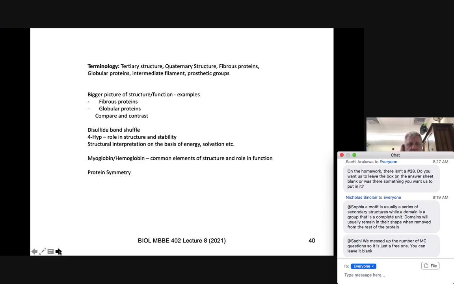So we've got some terminologies we need to look at. Tertiary, quaternary, fibrous, globular proteins, intermediate filaments, and prosthetic groups. And we'll go more into the prosthetic group as we go through a bit further when we focus on hemoglobin. We've got the bigger function and structure of examples of fibrous and globular proteins, and you need to compare and contrast. Disulfide bond shuffle in regards to the perm issue, and then hydroxyproline's stability role, protein symmetry, myoglobin, hemoglobin, and we'll talk more about this particular guy as time goes on.